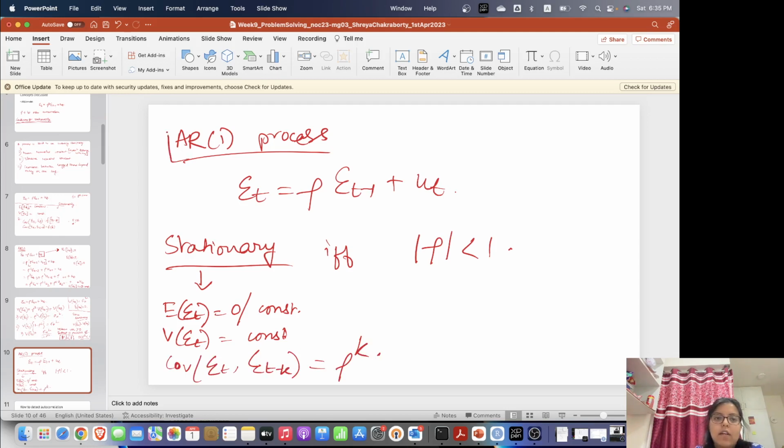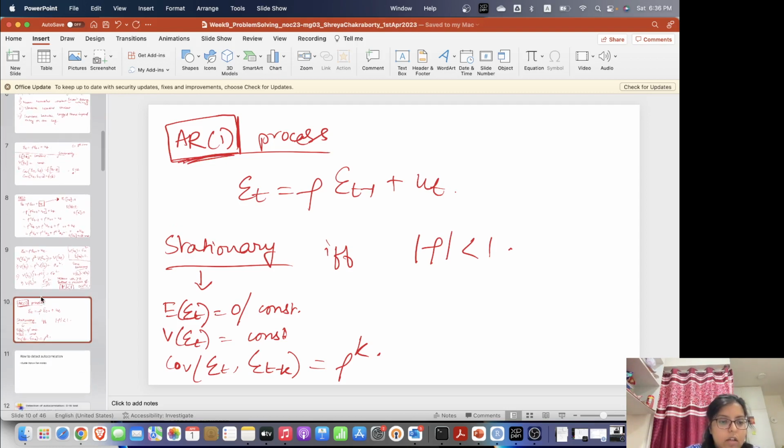And this is valid only for an AR1 process. Okay, please be mindful of this. This is only for an autoregressive process of order 1.